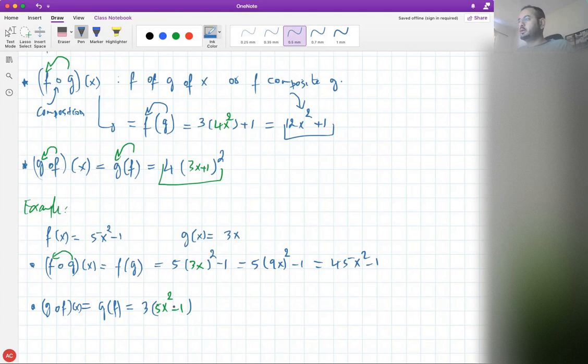And this one, we can simplify it by distributing. So 3 times 5x squared, that's 15x to the second. And 3 times -1 is negative 3. But again, this is good enough. That's the composition. It's composed of the two. That's why it's called a composition. And that's it. So if you want to find a composition, that's how you find it. Just put one into the other. Just as simple as that.